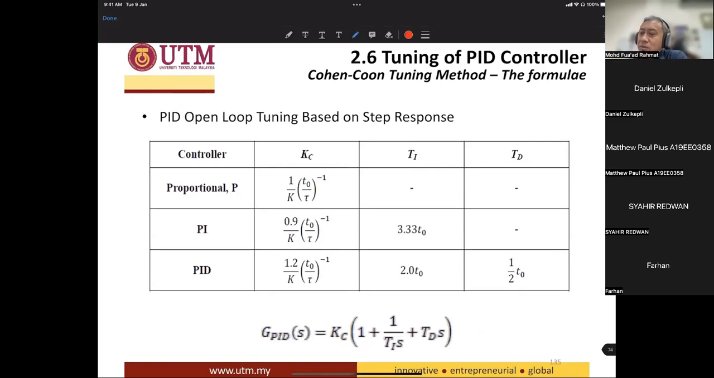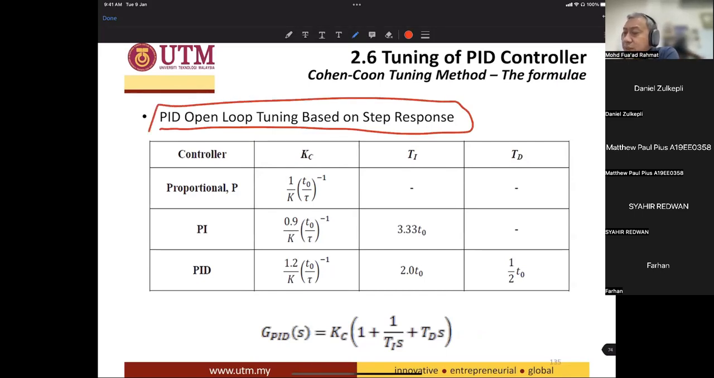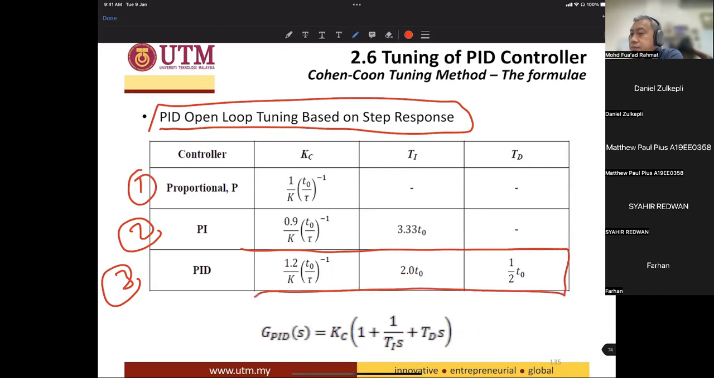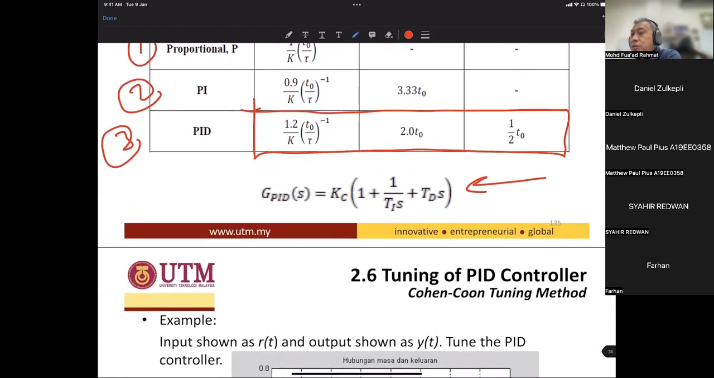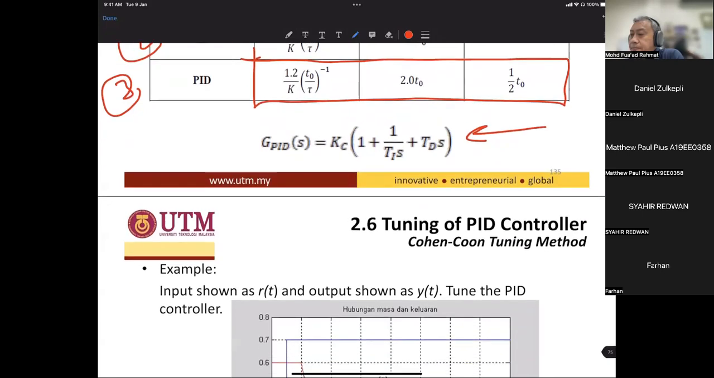And for the tuning, we still need a table, similar to the Ziegler-Nichols. So if the controller is P, we use this table. PI, we use this table, and PID, use this standard table. And the actual PID transfer function is KC (1 plus 1 over TI S plus TD S).